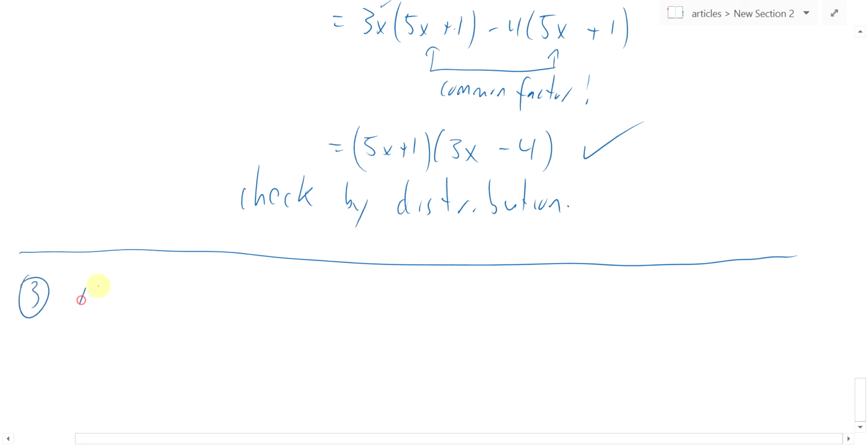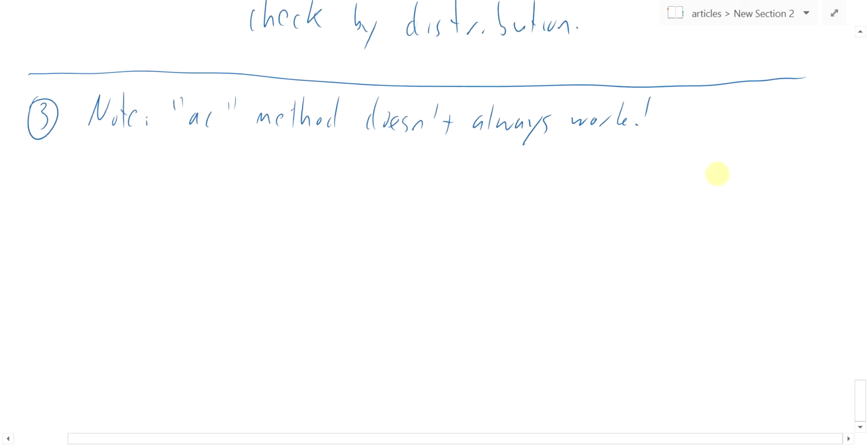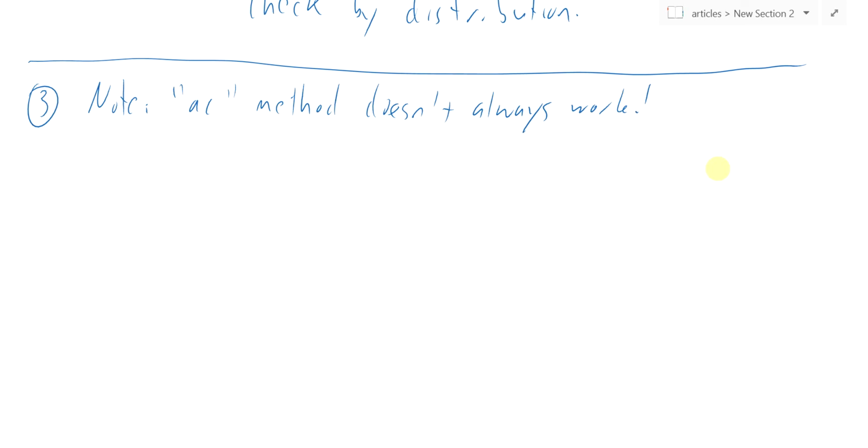Part 3, a note to keep in mind. The AC method doesn't always work. Period. Well, exclamation point, because that's kind of important. It doesn't always work. It works often, but it doesn't always work.